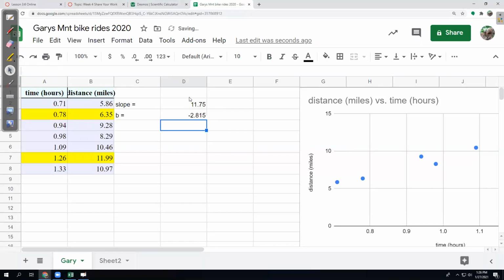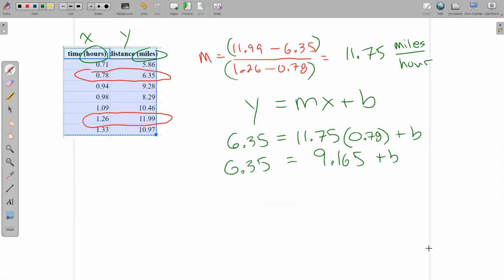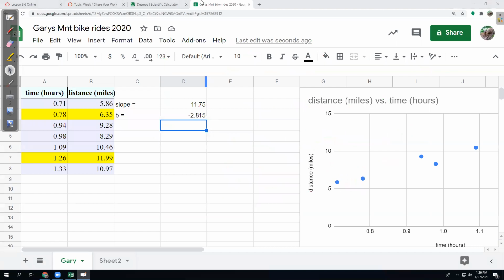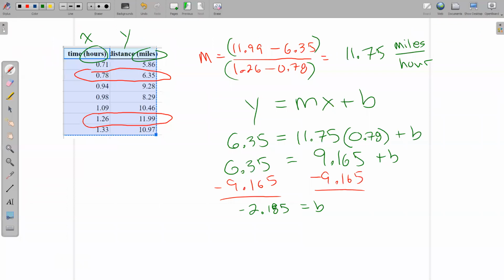And the subtraction, I get negative 2.815, which is weird, but we're going to go for it. So you can keep the negative if it comes up. If it comes up, it comes up, right? 9.165, I have to take that away. And that comes out to, what was it, negative 2.185, I think. Double check. Yeah, all right. And I'm going to show a couple of ways to check to see if that's a reasonable y-intercept here. Okay, so I got B.